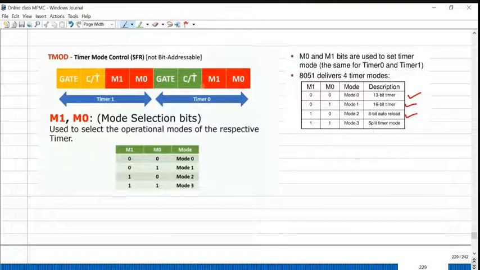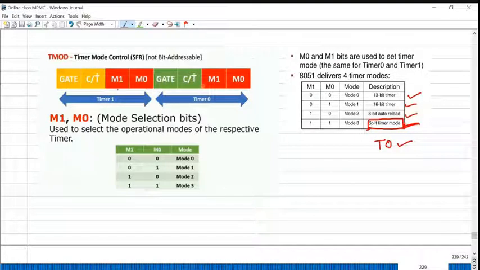The last one is a different kind of mode, split timer mode. We will discuss it in detail. What do you mean by split timer mode? In split timer mode, timer 0 utilizes the overflow flag of timer 0 as well as the overflow flag of timer 1. Okay, so this concept is somewhat difficult. We will discuss it in the last slide. Please remember there are 4 modes of operation.